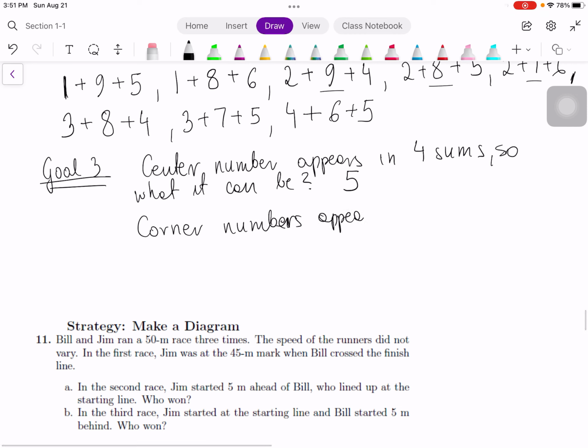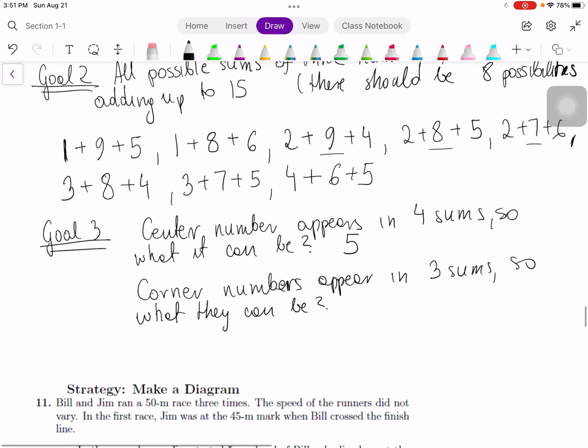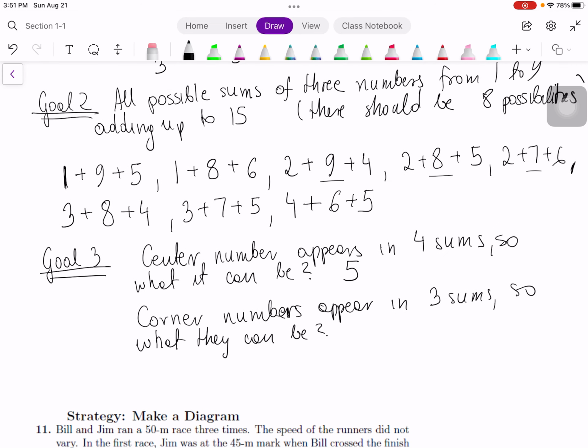Corner numbers appear in 3 sums. So what can they be? We can probably phrase it better, but okay, can I identify a number that shows up in 3 sums? Let's see. 1, no. 2, yes, right? It appears in 3 sums, so for sure 2. Now what about 3? 3 only appears in 2.